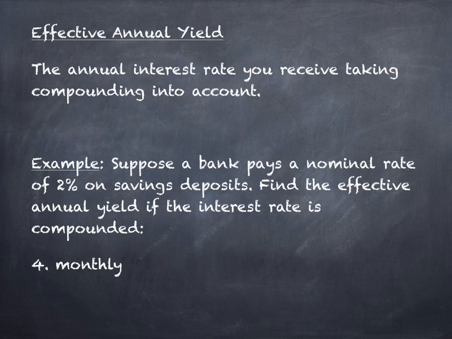All right, let's take a look at one other, no, there's 2 more formulas still. One more formula at this point is called effective annual yield. This is the annual interest rate you receive or pay taking compounding into effect.